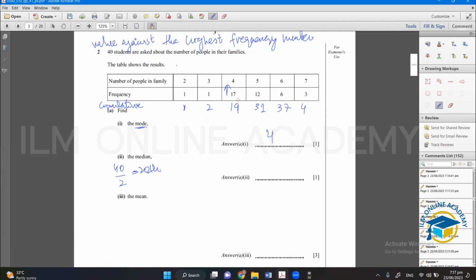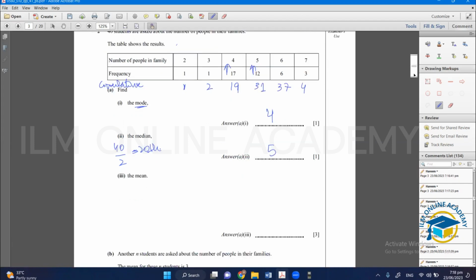20th value. Now we cannot take 19 as it is closer to 20. No, we either take the exact value or move to the bigger one. So after 20, the biggest number we have is 31. So it means median is 5.